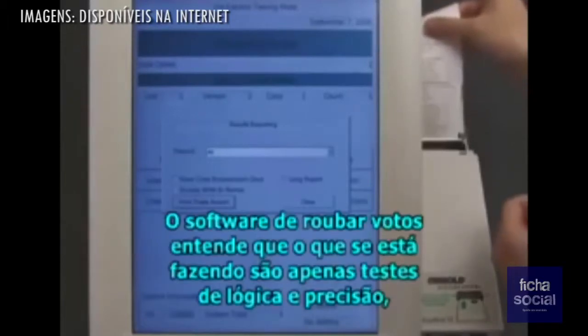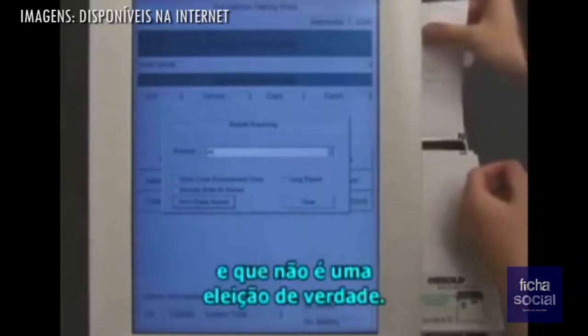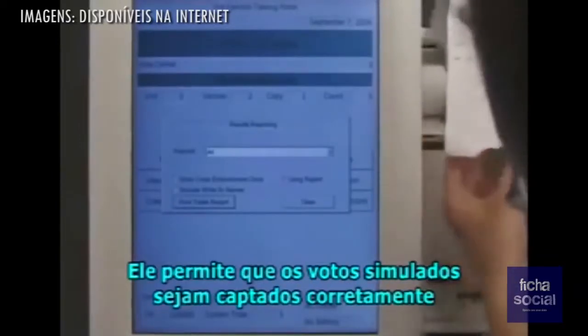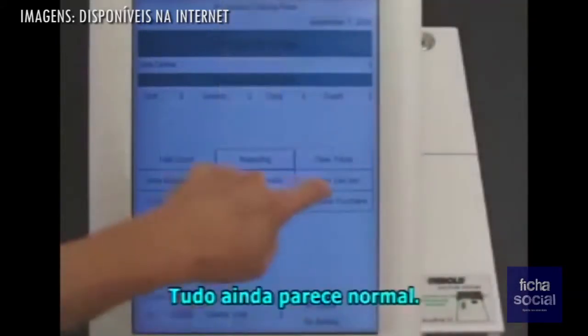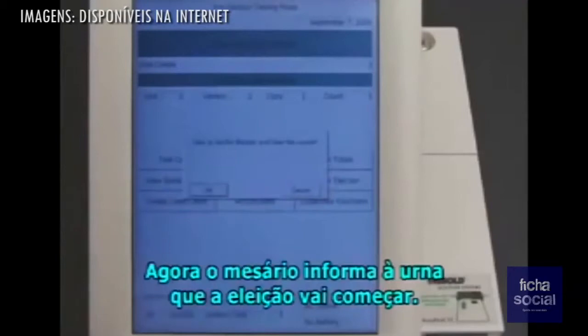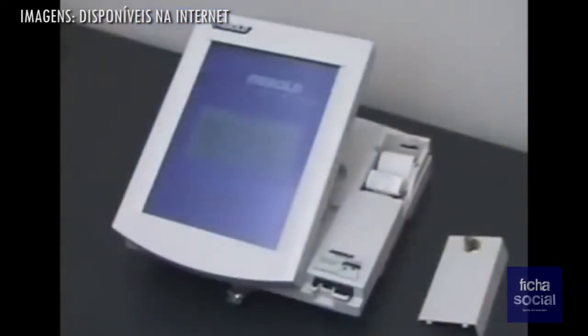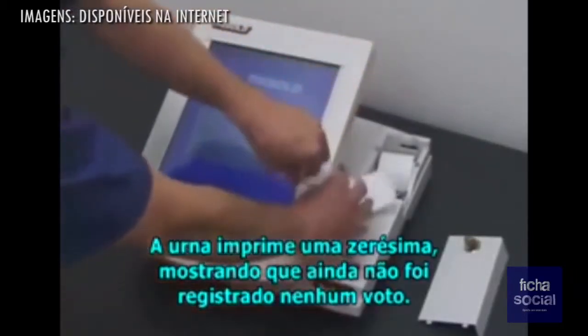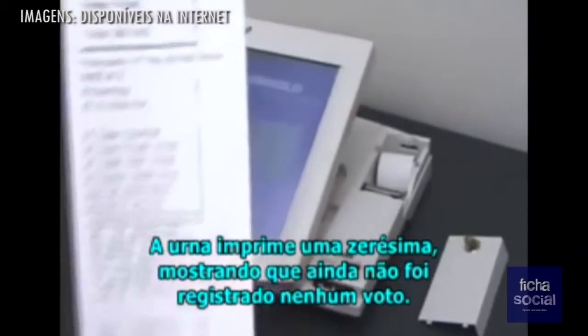Our vote-stealing software can tell that the worker is doing logic and accuracy testing, so this is not a real election. It allows the pretend votes to be counted correctly, so that the machine passes the test. Everything still looks normal. Now the election worker tells the machine to start the election. The machine prints out a paper tape showing that no votes have been recorded yet.